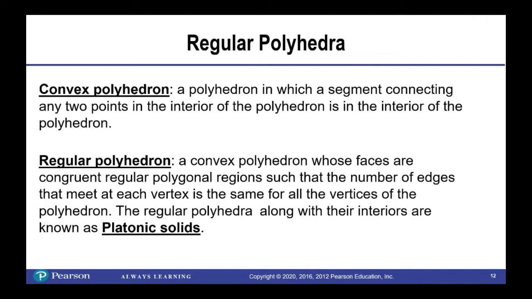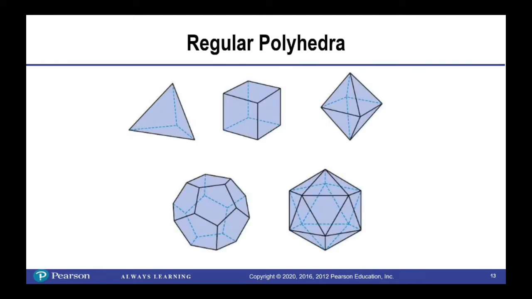And what happens in a regular polyhedron is the number of edges that meet at each vertex is the same for all of the vertices of the polyhedron. The regular polyhedra, along with their interiors, are known as our platonic solids. There are 5 regular polyhedra. On the top left, we have our tetrahedron. It has 4 faces, and each of these faces are equilateral triangles.